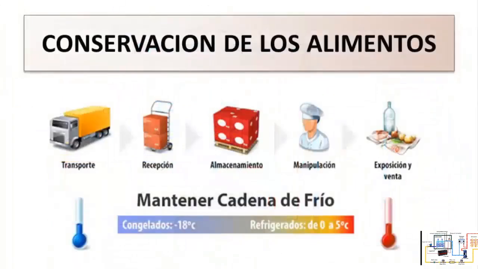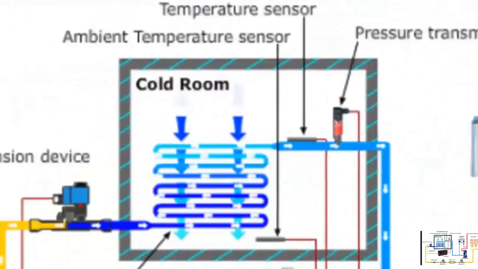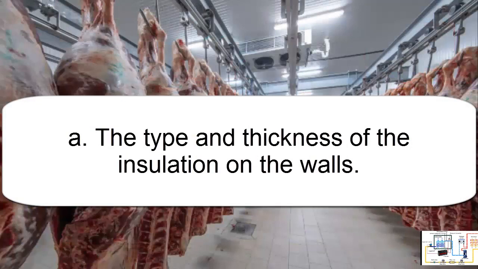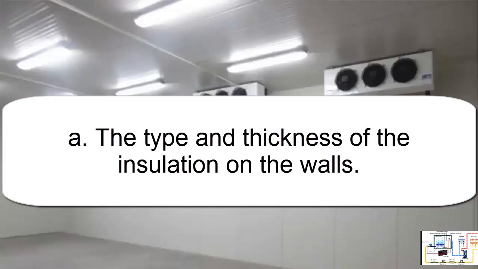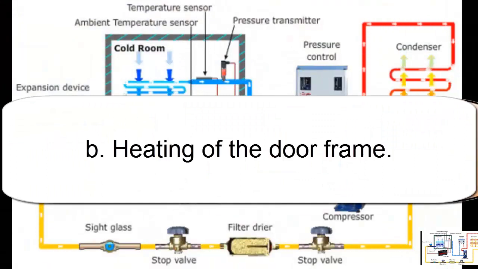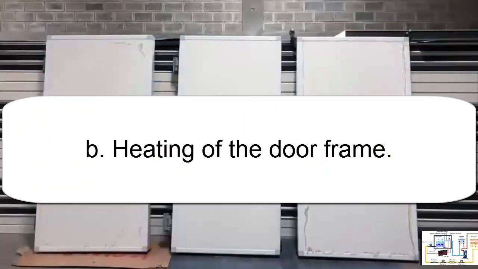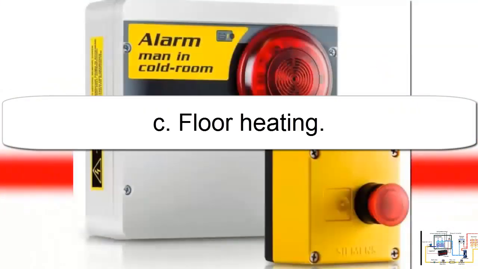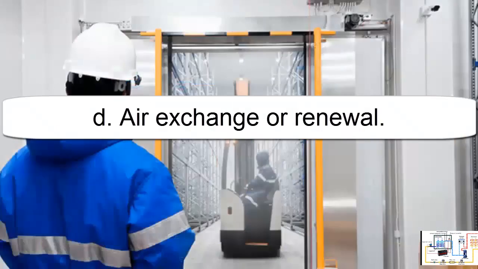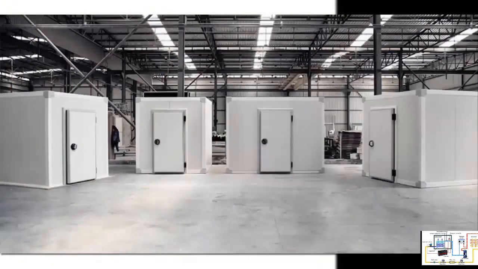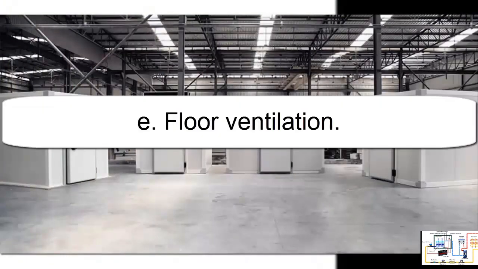When building a cold room, several aspects must be considered, such as: A. Type and thickness of insulation in the walls. B. Heating of the door frame. C. Floor heating. D. Air change or renewal. E. Ventilation under the floor.